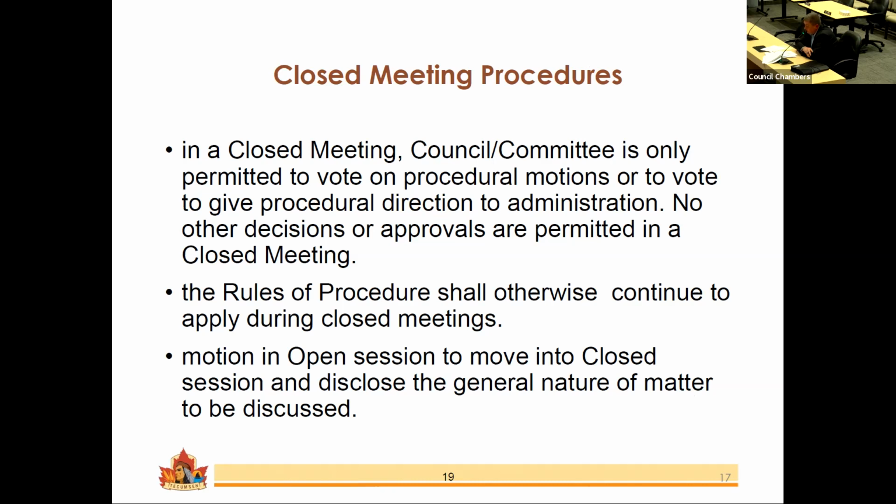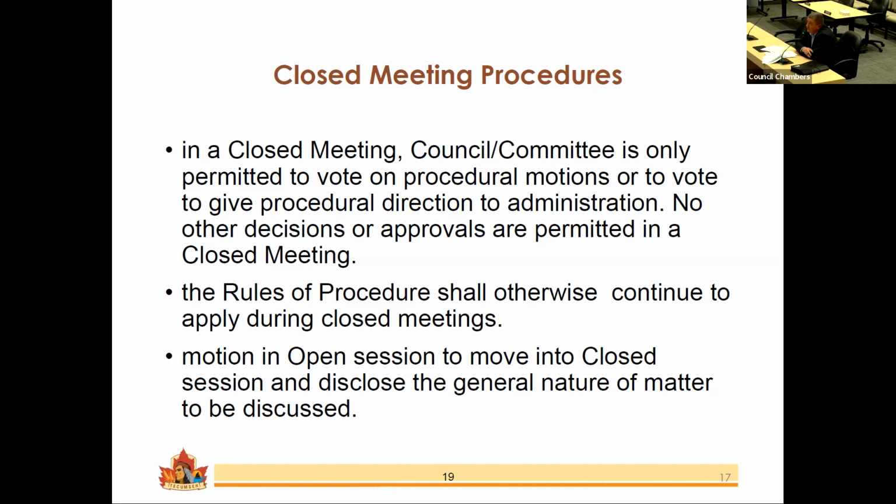Generally, in a closed meeting, the council is only permitted to vote on procedural motions or to give procedural direction to administration. No other decisions or approvals are permitted in a closed meeting. The goal is to ensure that what occurs in the closed meeting are discussions, not decisions. And certainly, as much as possible, that needs to be the rule adhered to. No formal voting takes place in those council meetings.